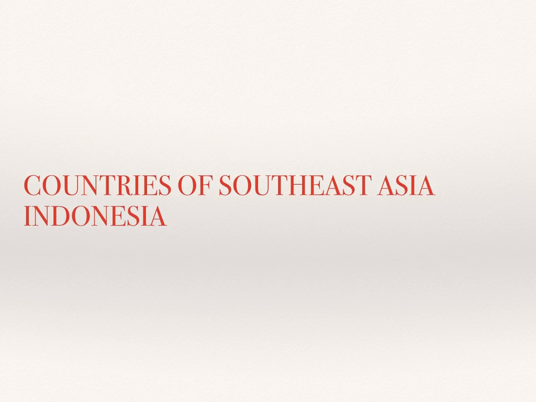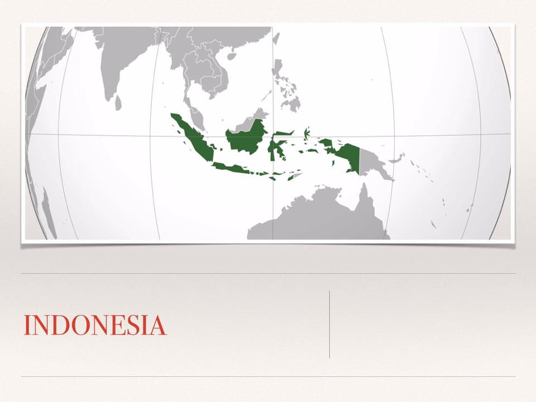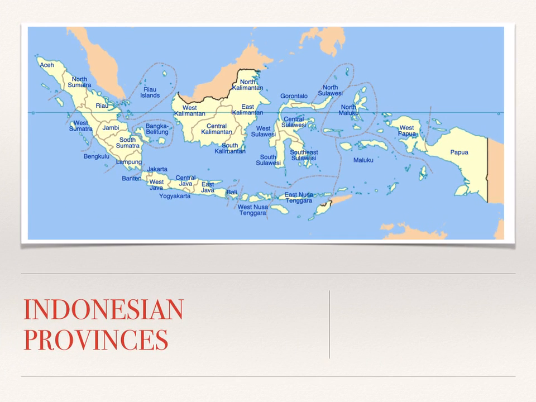Countries of Southeast Asia, Indonesia. Here's a location map of Indonesia. You can see its relationship to the other countries nearby. You'll notice that it's made up of many islands, so it's an archipelago. Here's a different way of looking at Indonesia, showing the different provinces across several islands.